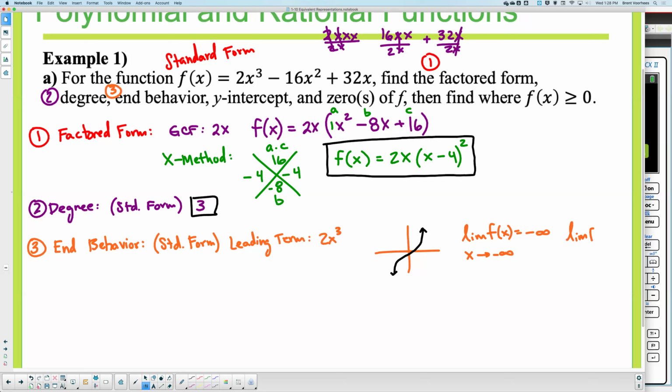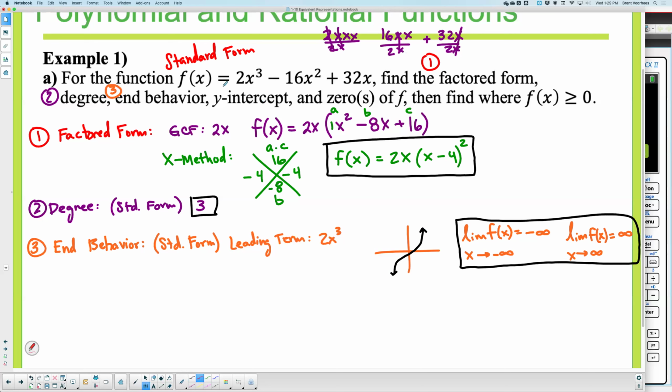And on the other side, what happens as we go to the right? What happens as x increases without bound, meaning it goes to positive infinity? What happens to my graph? Rise, fall, get flat, or come to a point? It rises. So those would be my two answers here. So far, I've used standard form twice.